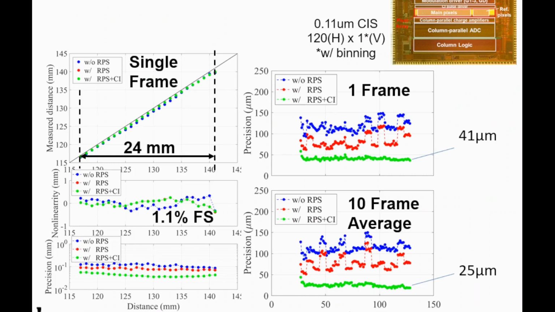This is our measurement example of the proposed method. The prototype is made with 0.11 micrometer CMOS image sensor technology, and the sensor is a line sensor. As a result, the range precision is improved to 41 micrometers for a single frame, and with 10 frame averaging, 25 micrometer range precision is achieved.